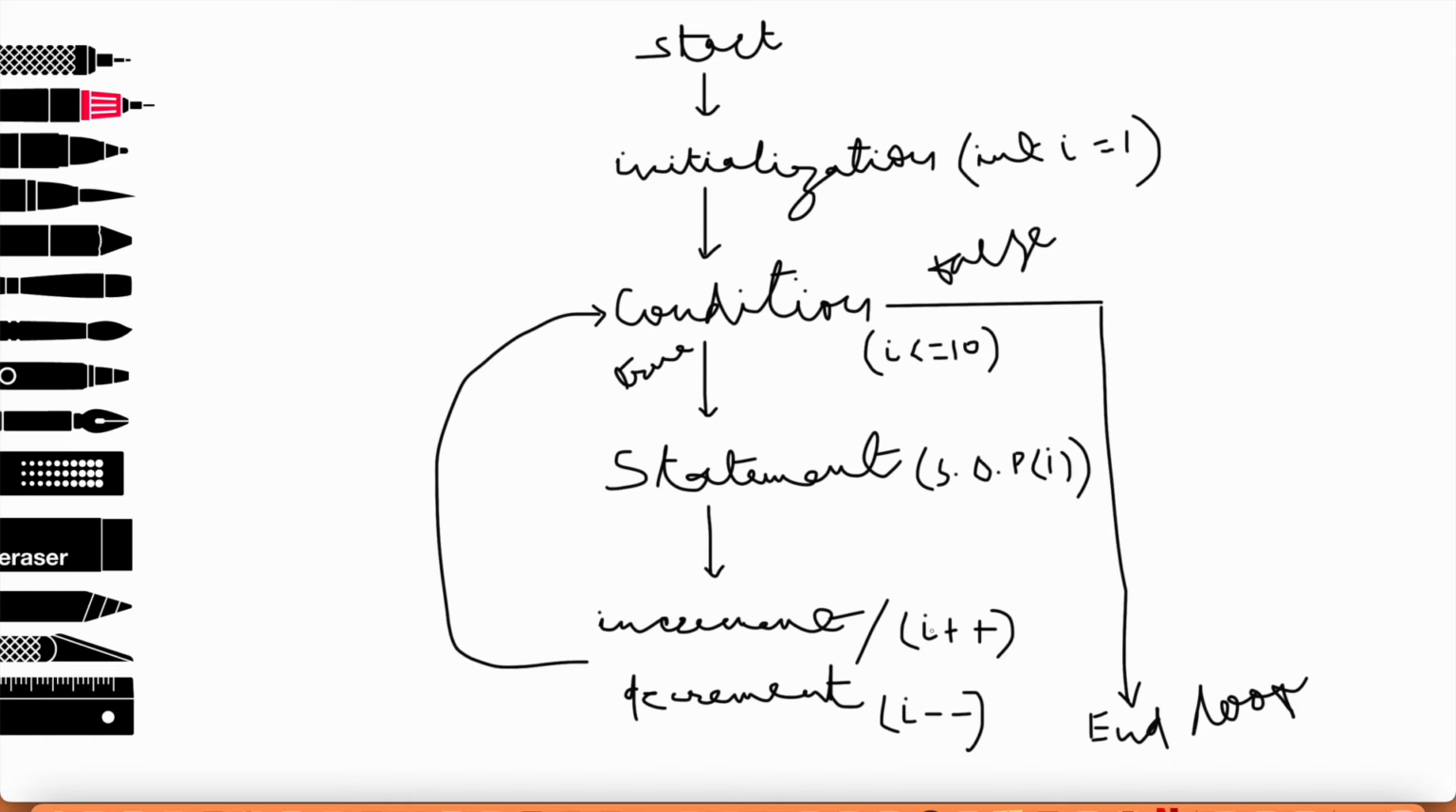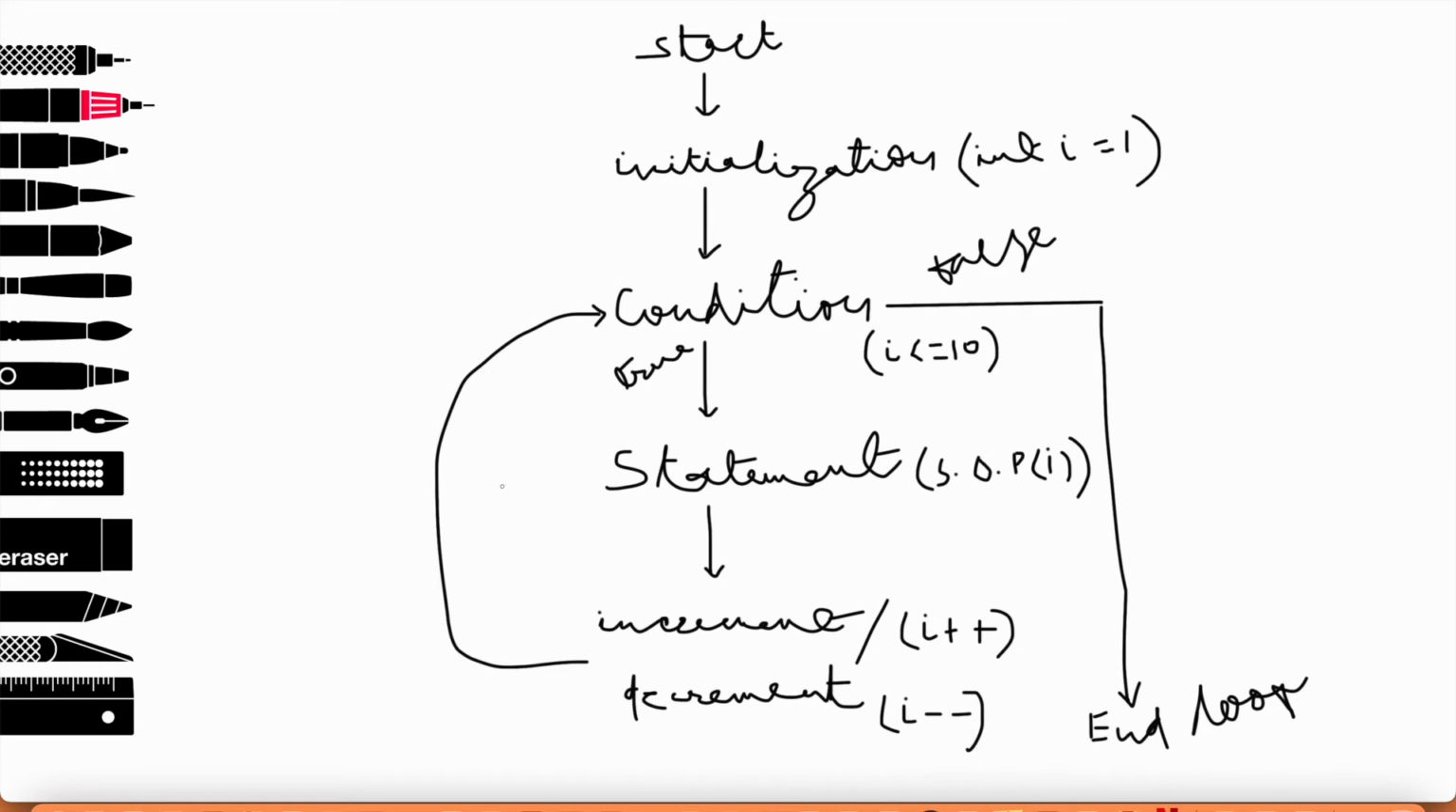Then what is the increment value? I equal to I plus 1 or I plus plus, that is 2. Then again it will check the condition. So 2 is less than 10, so the condition is true. So it will go on and on until and unless the condition will be true. And at the last, the increment would be 11, so it will go to condition. So 11 is not less than 10. Okay, so the condition will be false. So 11 is greater than 10, so that's why condition will be false and it will end the loop.